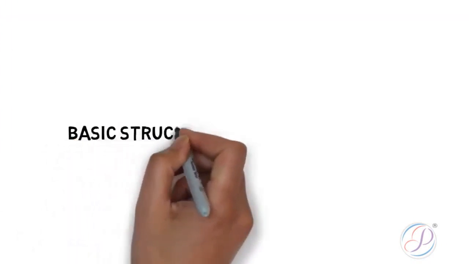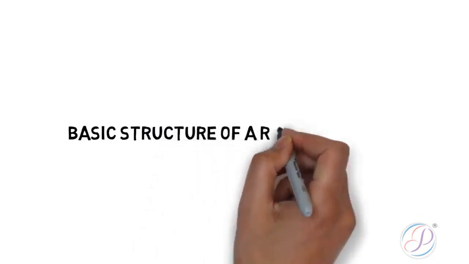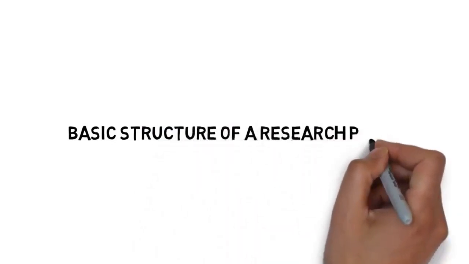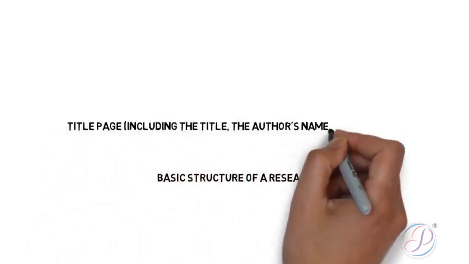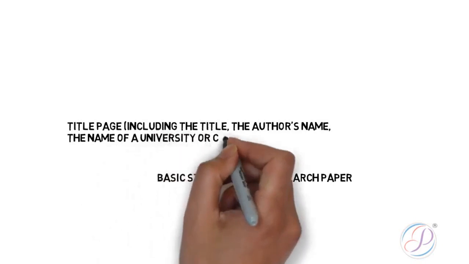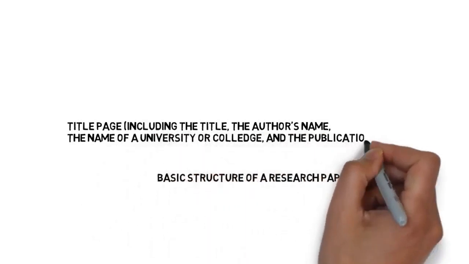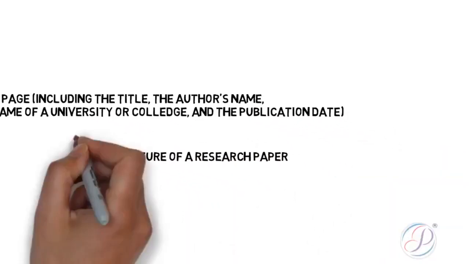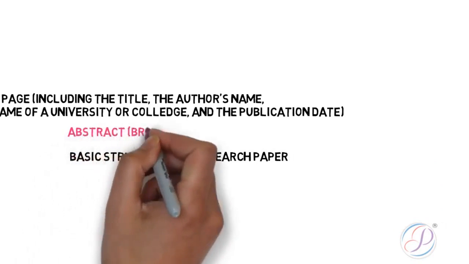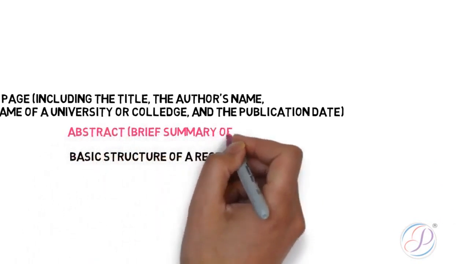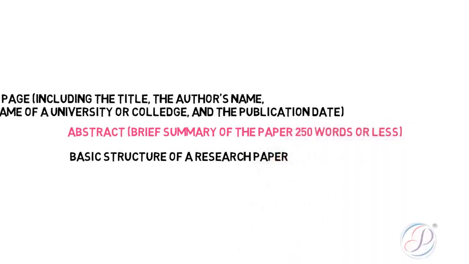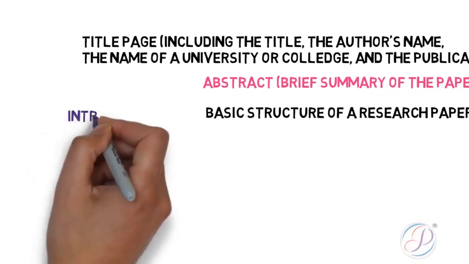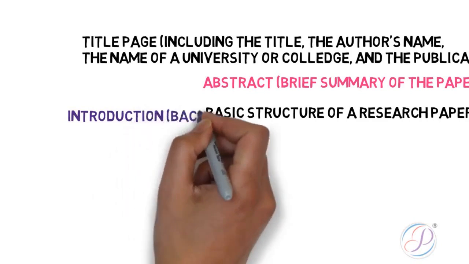So the basic structure of a research paper has to be prepared, and this will include a title page, including the title, author's name, the name of university or college, address, publication date, and you have to also define some keywords or index terms. Then you have to write the abstract. This is a brief about a paper.